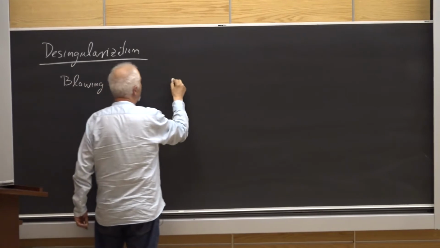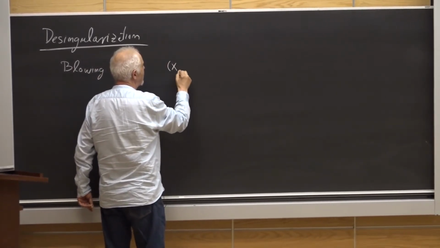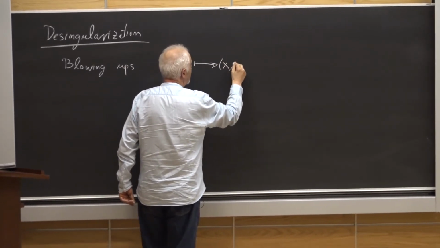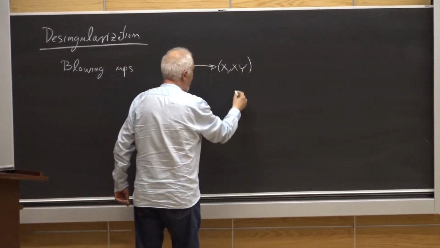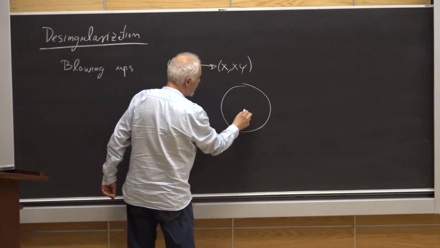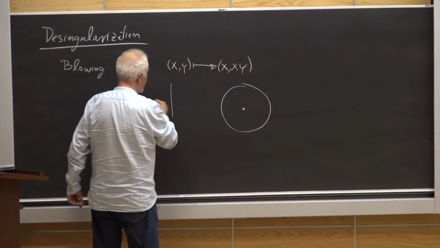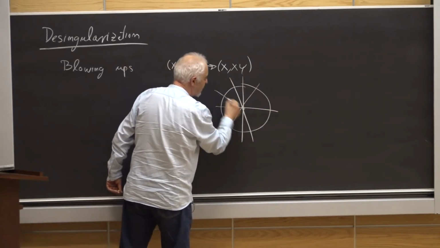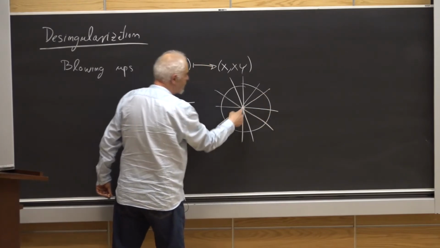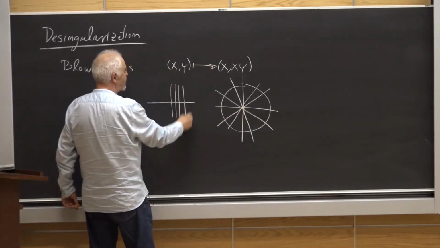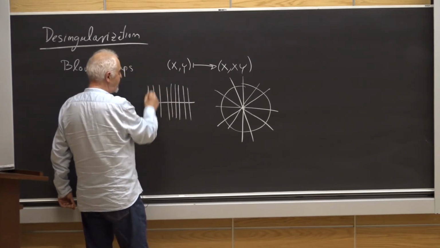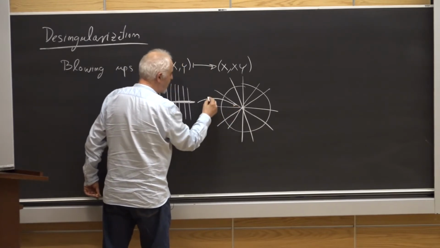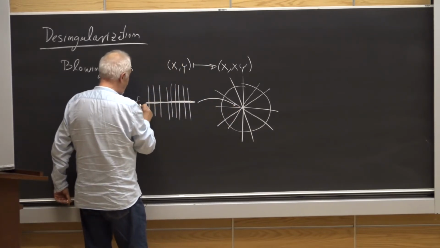So the basic blowing up is in coordinates like this. (x, y) goes into (x, xy). And what it does is that lines passing through zero, like polar coordinates in variables, so lines passing through the origin are sent into parallel lines. And so this one over here gets mapped into zero, and this is E, the exceptional divisor.